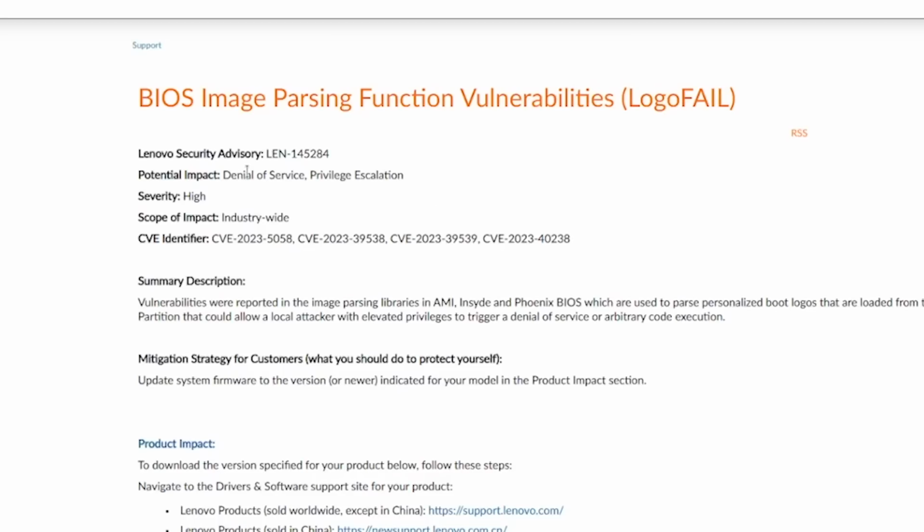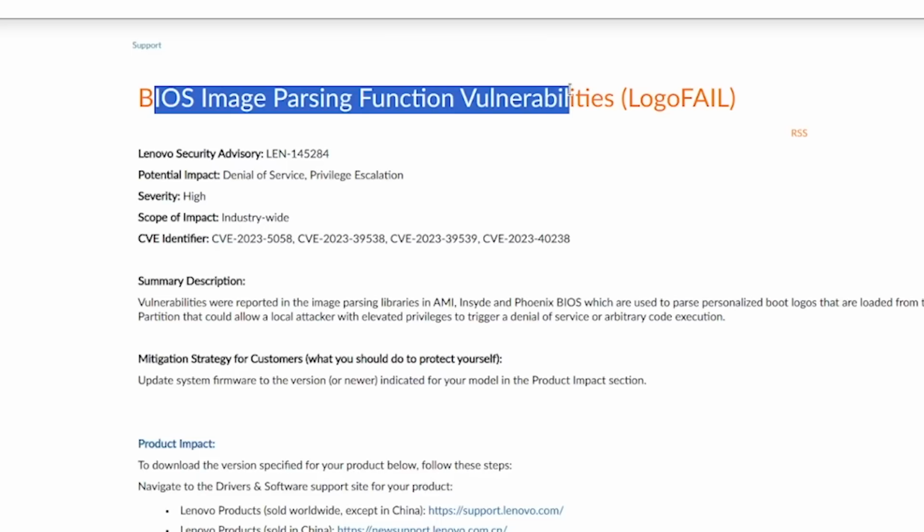Now in this situation, there are 2 mitigations. First off, if you have things like Secure Boot enabled, you will most definitely be fine, and this malware shouldn't be able to affect you as long as you've got that enabled. The other reality is as long as you have patches for the Logofail vulnerability for your motherboard, you should also be fine. And through the course of 2024, and even as early as I think the tail end of 2023, a bunch of manufacturers came in with patches. For instance, Lenovo actually did cover it, the BIOS image parsing function vulnerabilities, they took care of Logofail right over here.